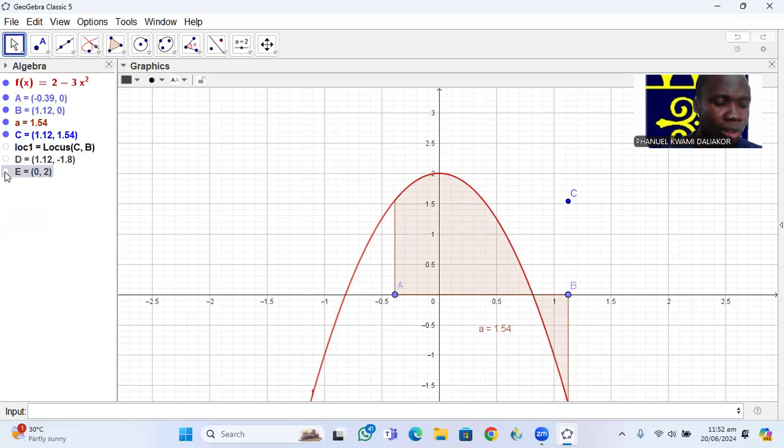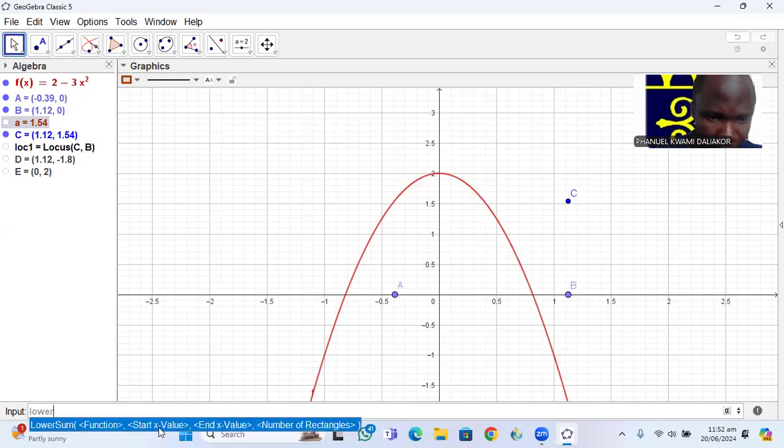Okay. There are some things that I would like you to know. And you can also use other forms of finding area under the curve. Let me hide the area below the curve. Area under the curve. So we have the lower sum. Let's try and find our lower sum.